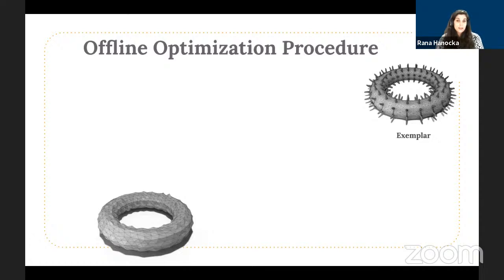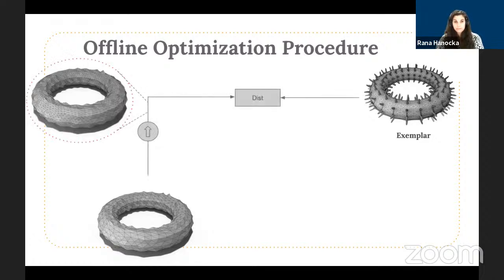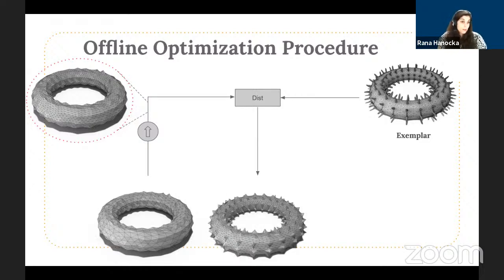To create the supervised mesh for the next scale, we first apply the midpoint subdivision operator, which is the same operator used by the network. And then we minimize the distance to the exemplar by displacing the vertices of the subdivided mesh from the previous scale.